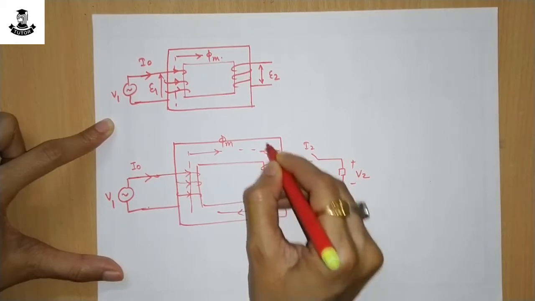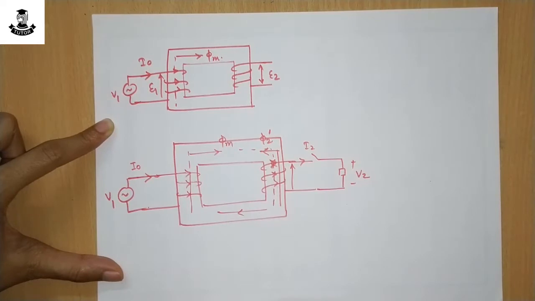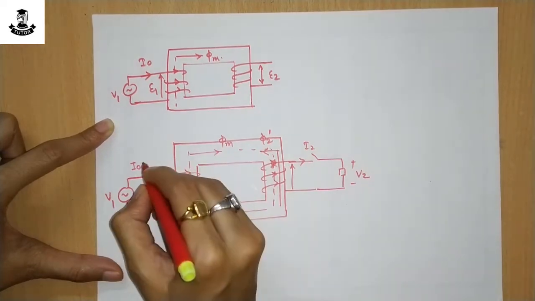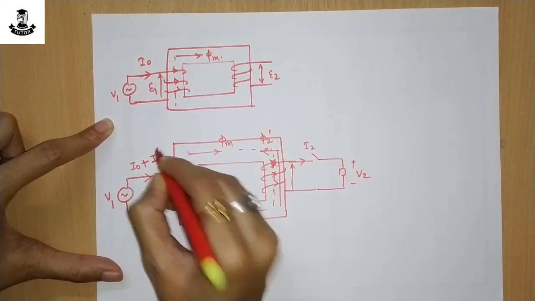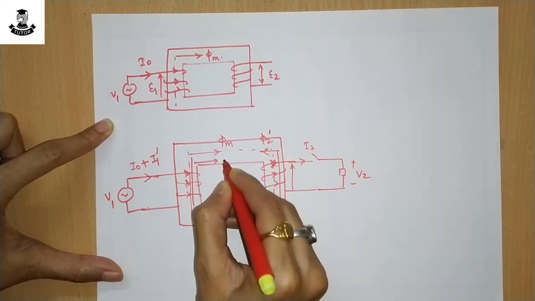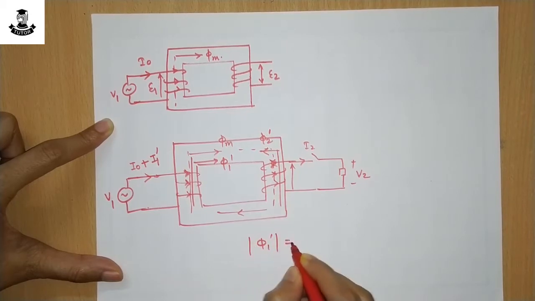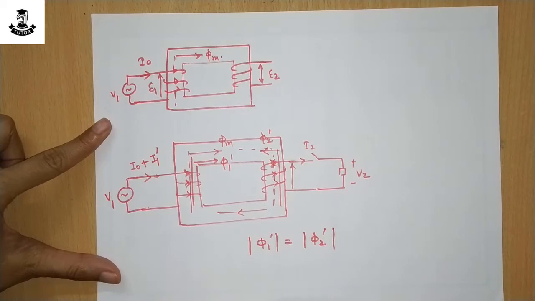According to this, it will produce a secondary flux. So, this main flux will start to reduce. Hence, to maintain the main flux at its rated value, the primary will draw an additional current. That will set up an additional flux phi1 dash such that the phi1 dash magnitude should be equal to phi2 dash. Phi1 dash is just the flux that is required to compensate the secondary flux in order to bring back the main field flux to its rated value.